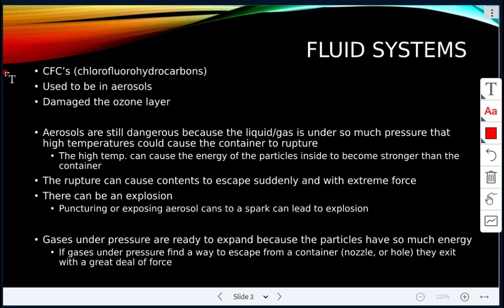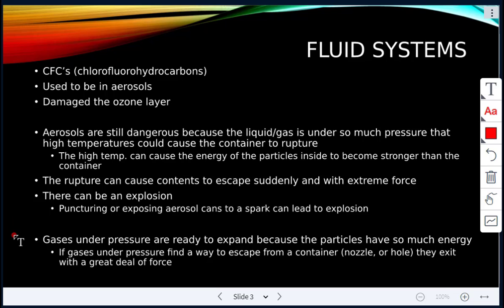CFCs, these were chlorofluorocarbons that used to be used in aerosols, but they were very damaging to the ozone layer. So they have been banned in many parts of the world. But aerosols are still very dangerous because the liquid gas is under so much pressure that high temperatures could cause the container to rupture or explode. Basically, what's happening is the high temperature causes the energy of the particles inside to become stronger than the container. And if it does explode, that rupture can cause contents to escape suddenly and with extreme force. There can also be an explosion. Puncturing or exposing aerosol cans to a spark can lead to an explosion.